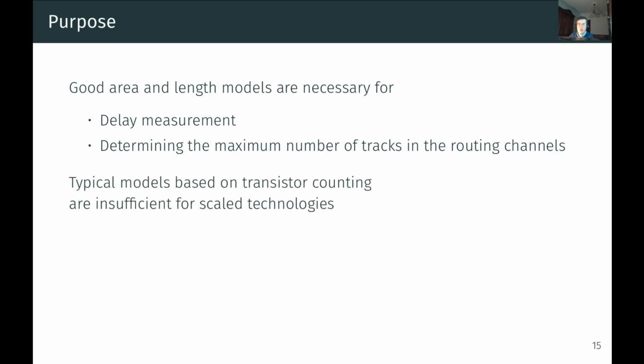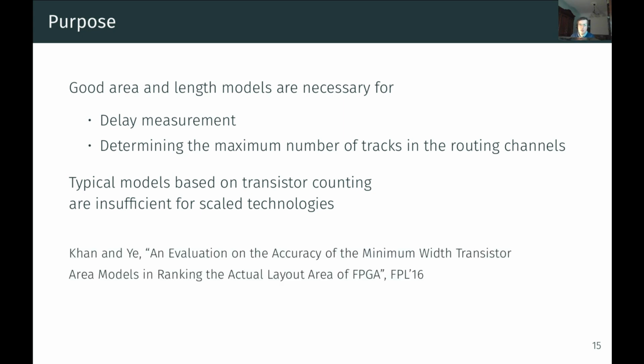Unfortunately, the models that are typically used, which are based on counting transistors, are not really precise enough for scaled technologies where even seemingly minor differences in wire length can have substantial influence on their delays. And moreover, these models have even been shown to suffer serious inaccuracies for older planar technologies.